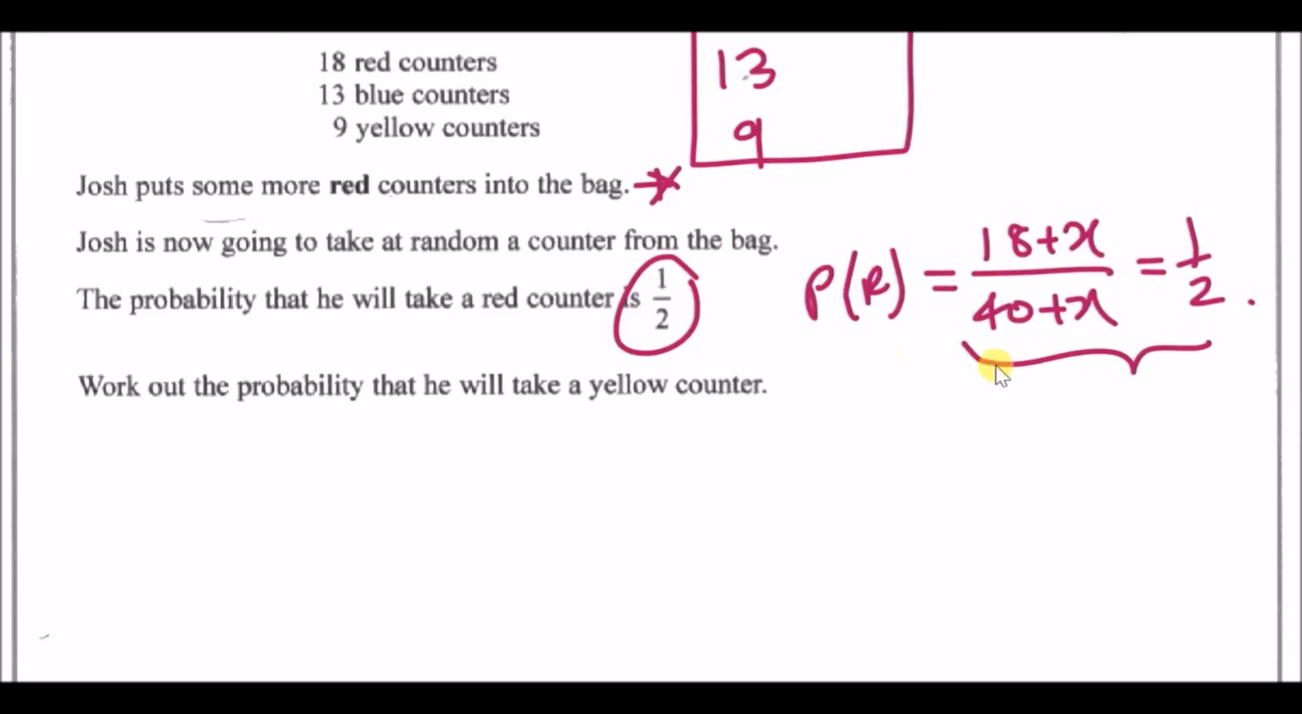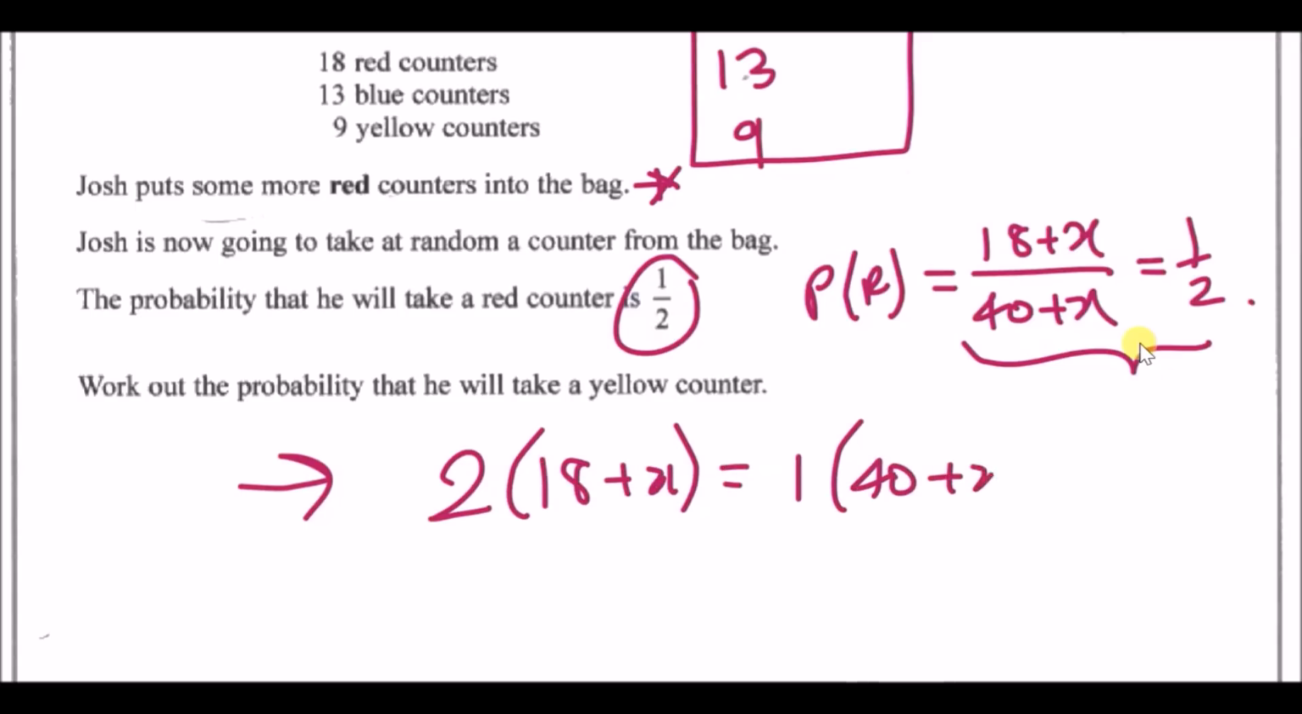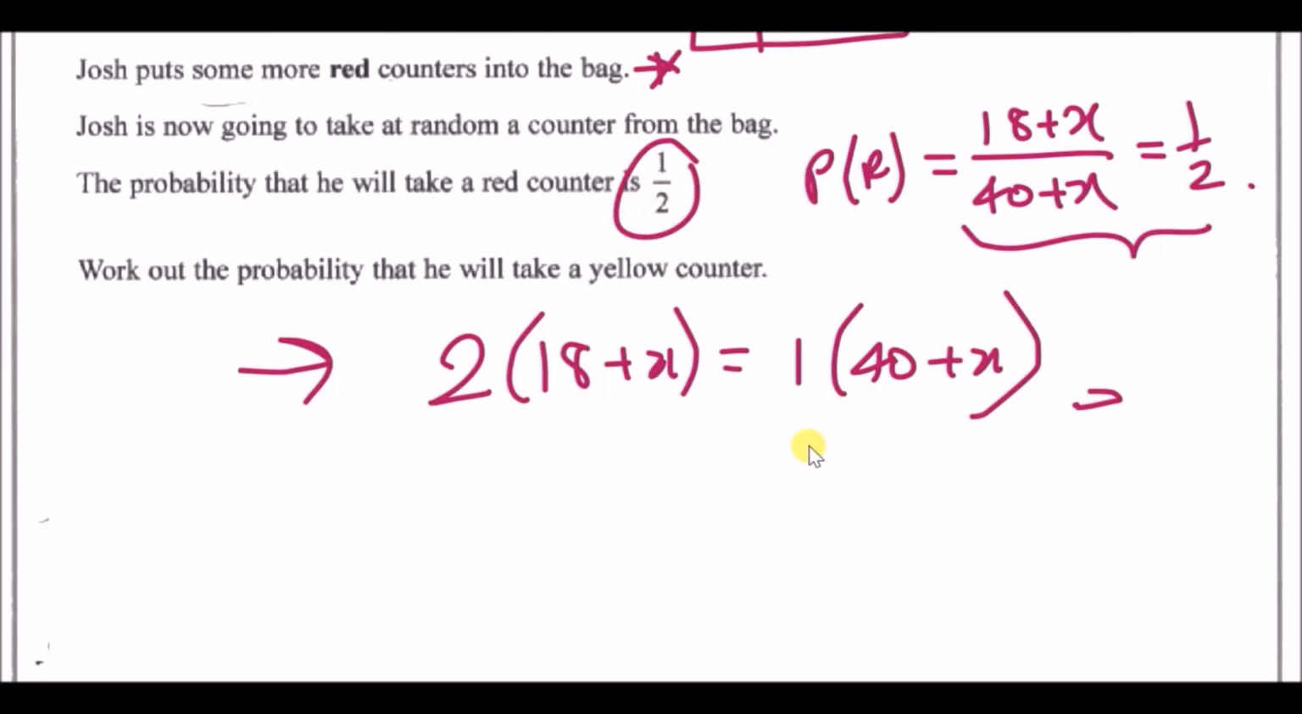the fraction. In other words, multiply 40 plus X across and 2 across. If you do that, you're going to have 2 times 18 plus X equals 1 times, well, 40 plus X. Now all you want to do here, guys, is literally expand the bracket. So both sides doing that, you can get 36 plus 2x equals 40 plus x.